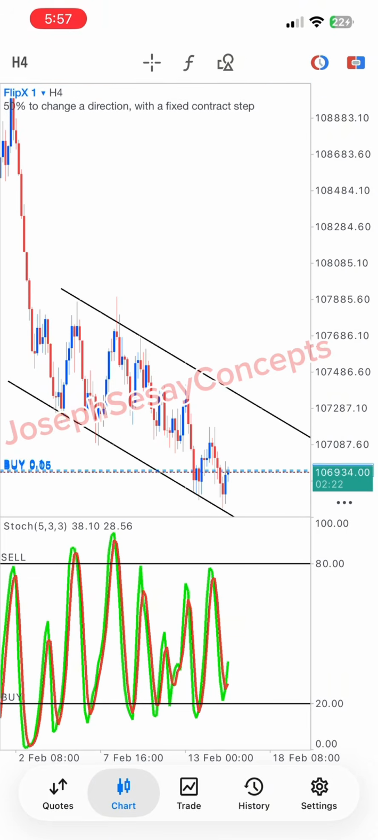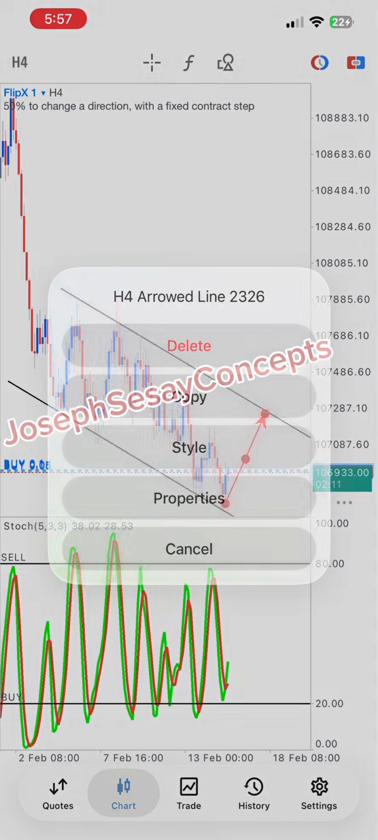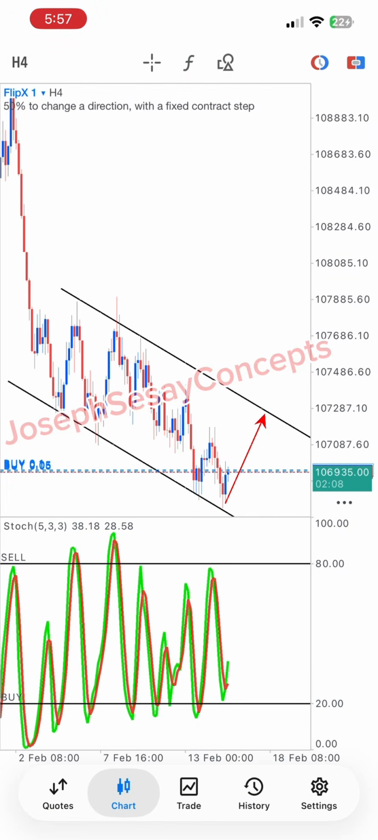All right, so as you get to see, this is Flip 1x, and I've drawn my trend lines. These black lines are called trend lines. The one at the bottom is the support, the one at the top is the resistance. So I'm expecting this market to skyrocket to the upside.